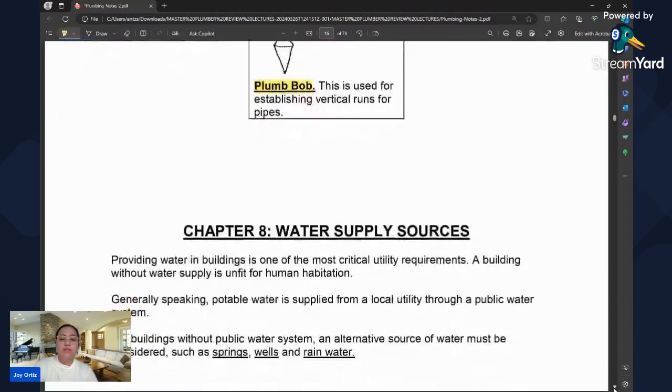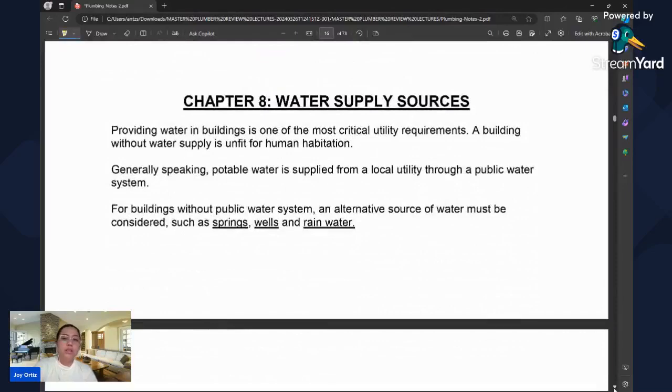So that's for chapter 7. And now, let's proceed to chapter 8. This is the water supply sources.